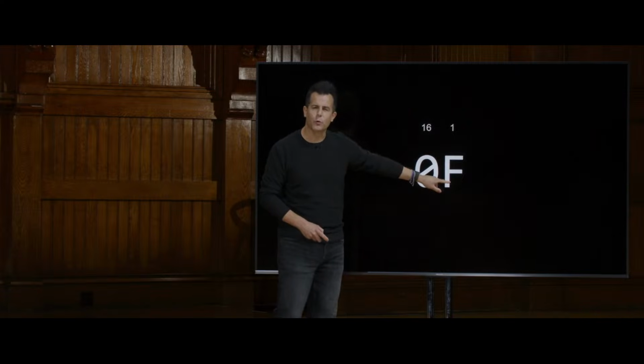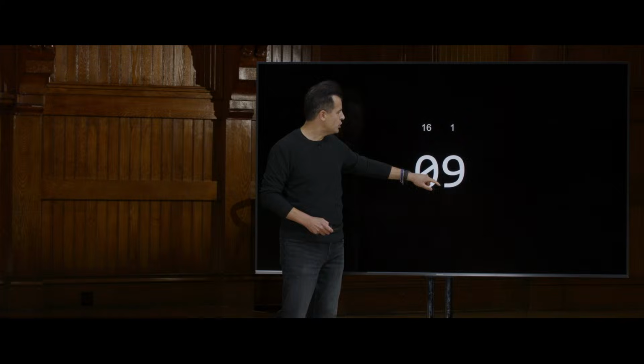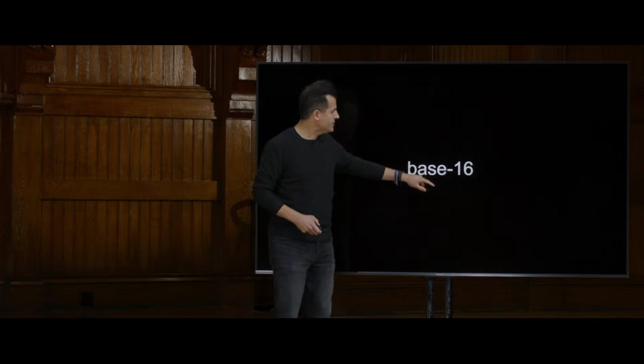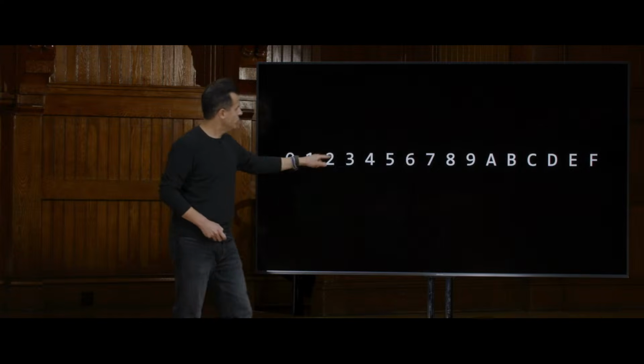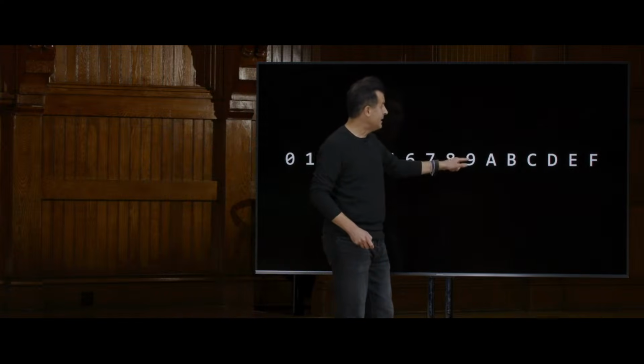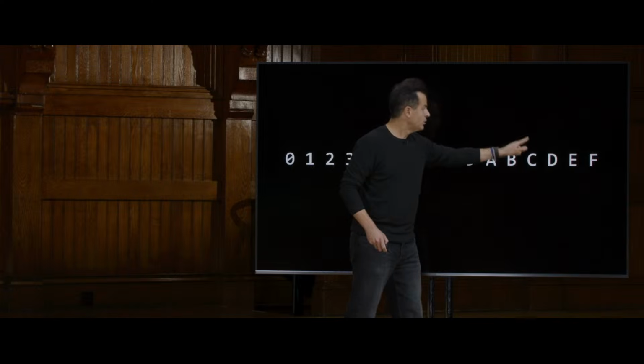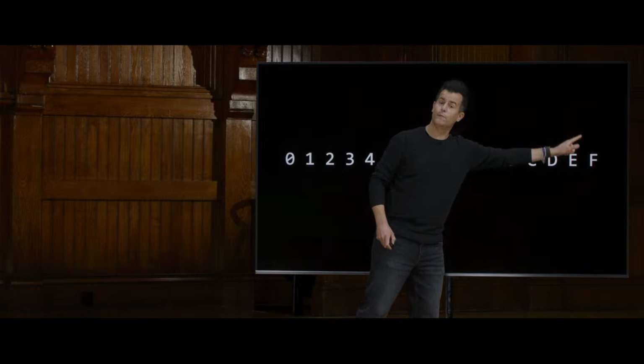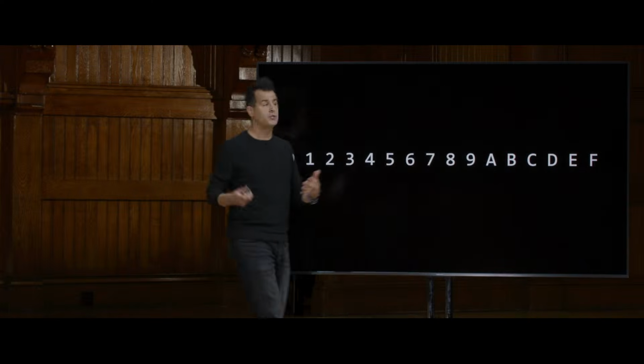But what is f? Well, let's rewind further, in fact. Let's have our little cheat sheet here. If we want to have these digits at our disposal, I dare say that 0, 1, 2, 3, 4, 5, 6, 7, 8, 9, 10, 11, 12, 13, 14, 15. So f is just going to represent the number 15.